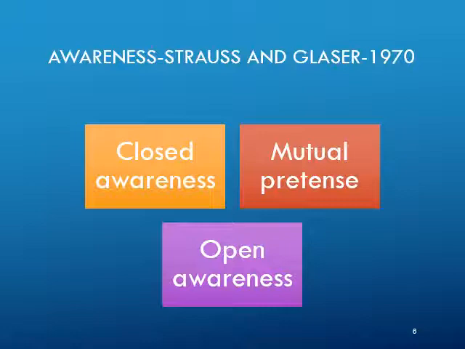So closed awareness is when the family and the patient recognize that the patient is ill. Mutual pretense, they know of the terminal prognosis, but no one discusses it, and they actually avoid the subject. Open awareness, the patient and others involved freely discuss impending death. And this is when they can make plans.